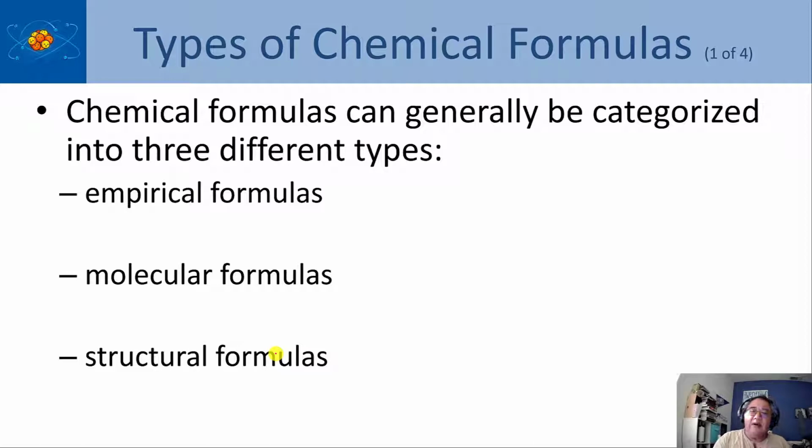Now, beyond that, we actually have other ways of representing compounds, and those are chemical formulas. There are different kinds of chemical formulas: the empirical formula, the molecular formula, and the structural formula. The empirical formula tells us the ratio of elements.